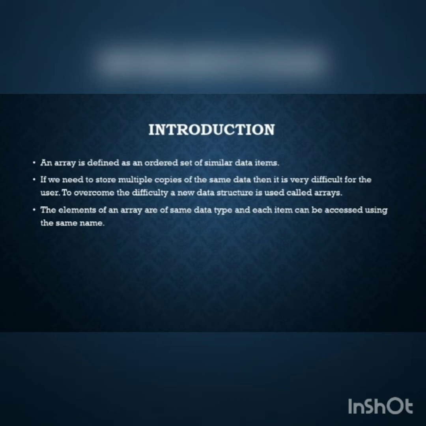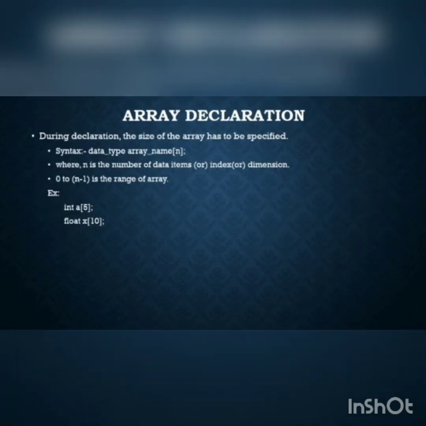Declaration of array. During declaration, the size of the array has to be specified. How many data elements we need to store in an array, we need to define. Syntax: data type, array name, in brackets n, which type of data we want to store in the array, where n is the number of data items or index or dimension. 0 to n minus 1 is the range of the array. The first position of the array is indicated as 0.